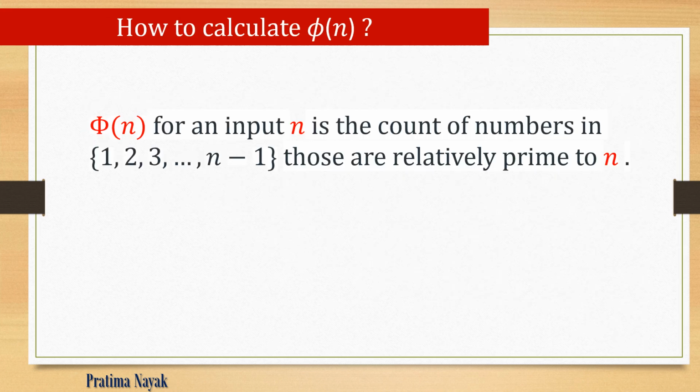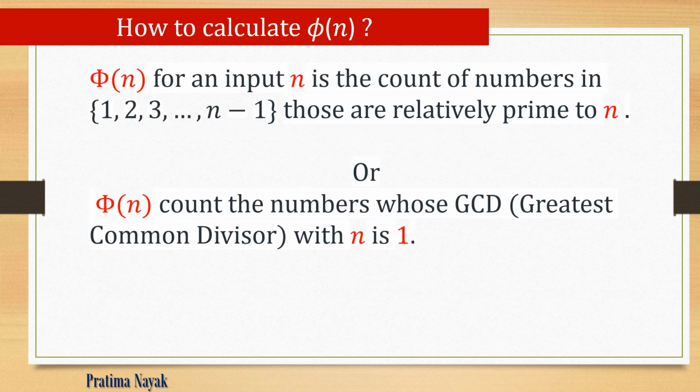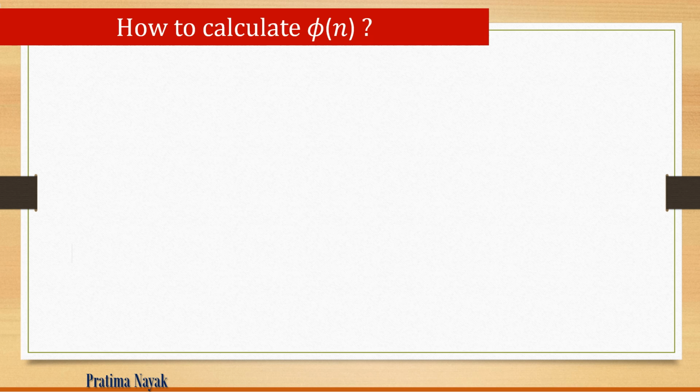Let's see how to calculate phi of n. Phi of n, for an input n, is the count of numbers in the set 1, 2, 3 up to n that are relatively prime to n. Or phi of n counts the numbers whose GCD, greatest common divisor, with n is 1 and the number is less than or equal to n. So let us find them one by one.